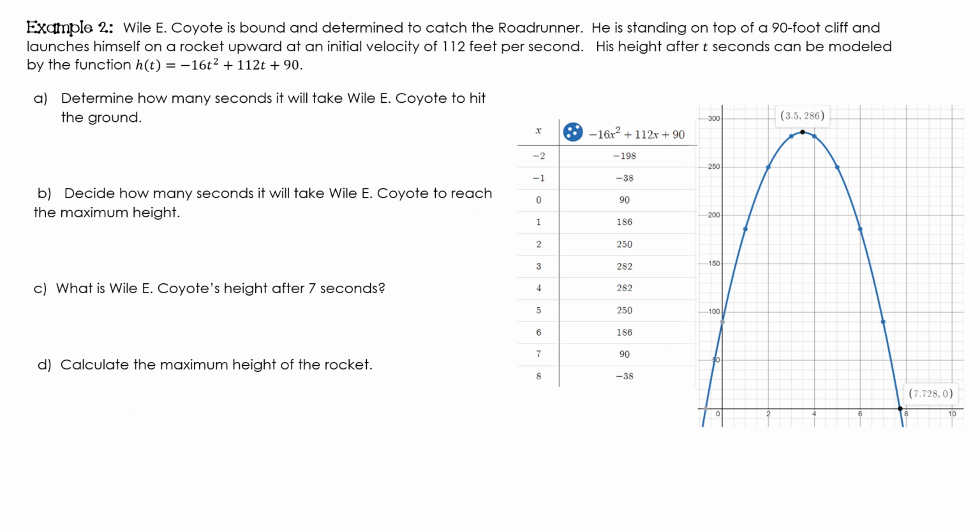Example 2: Wile E. Coyote is bound and determined to catch the Roadrunner. He's standing on top of a 90-foot cliff and launches himself on a rocket upward at an initial velocity of 112 feet per second. His height after t seconds can be modeled by this function.